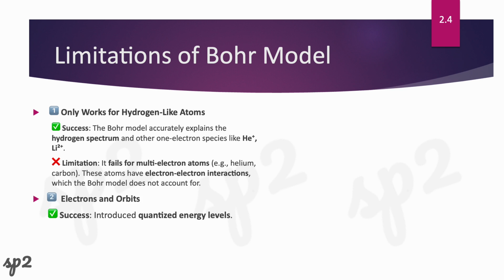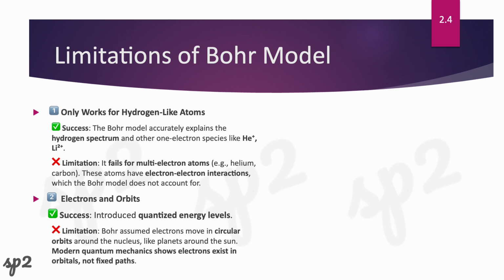The second thing is about the quantized energy levels, which are successfully explained by this model. But Bohr assumed a circular orbit, like planets around the sun. If you look at the actual observations from the light and the energy, the expectation is that we have some sort of electron orbitals. We'll talk about that in our quantum mechanics discussion, which is a very advanced model.